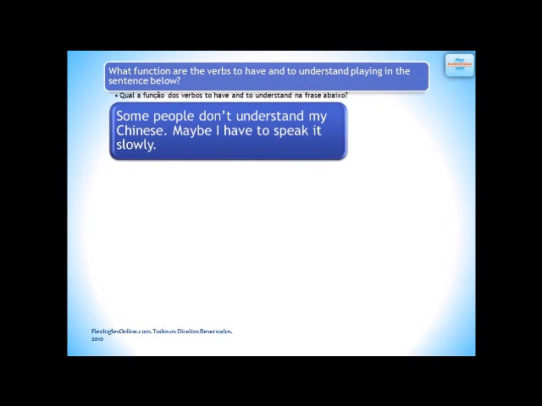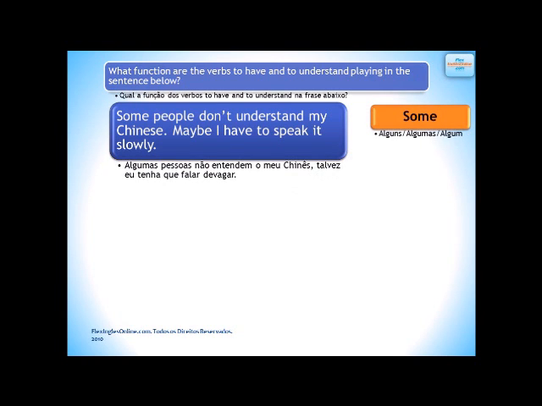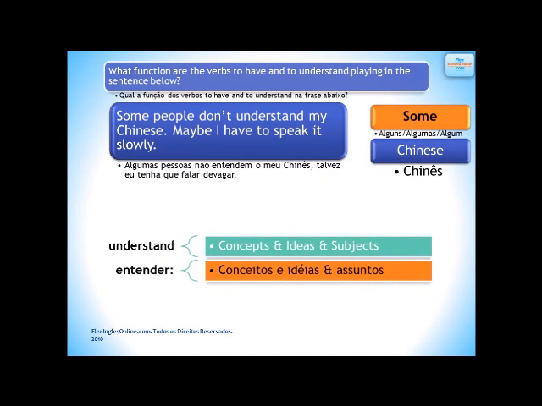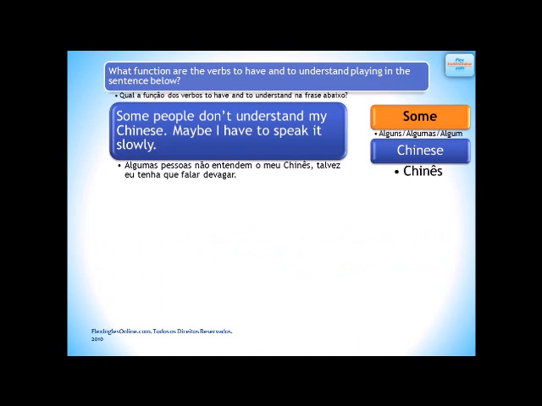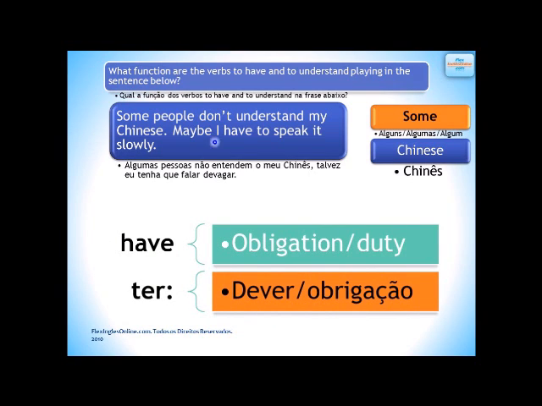Some people don't understand my Chinese. Maybe I have to speak it slowly. Some. Alguns, algumas, algum. Chinese, chinês. And understand, in this situation, concepts, ideas, and subjects, the subject of the Chinese language. And to have, maybe I have to speak it slowly, maybe it's an obligation, maybe eu devo falar mais devagar, okay?